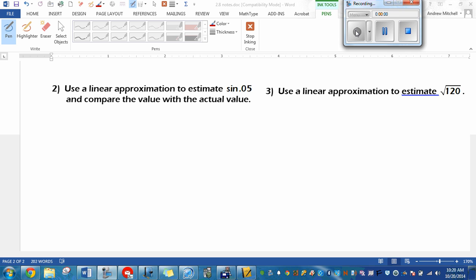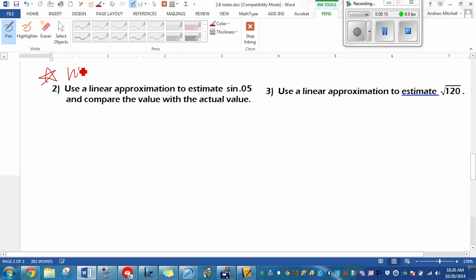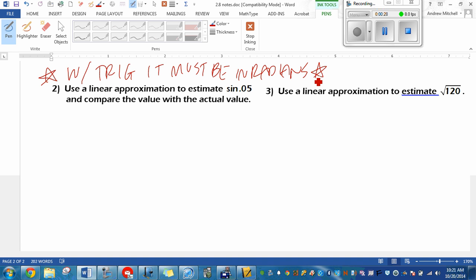All right, for number two, we're dealing with trig. And just a note, this one, it doesn't matter, it's already set up this way. But with trig, it must be in radians. Like I said, this one's already in radians. There'll be some that we do later that aren't set up in radians at first, and in degrees, you have to convert them. We'll talk about those more later.